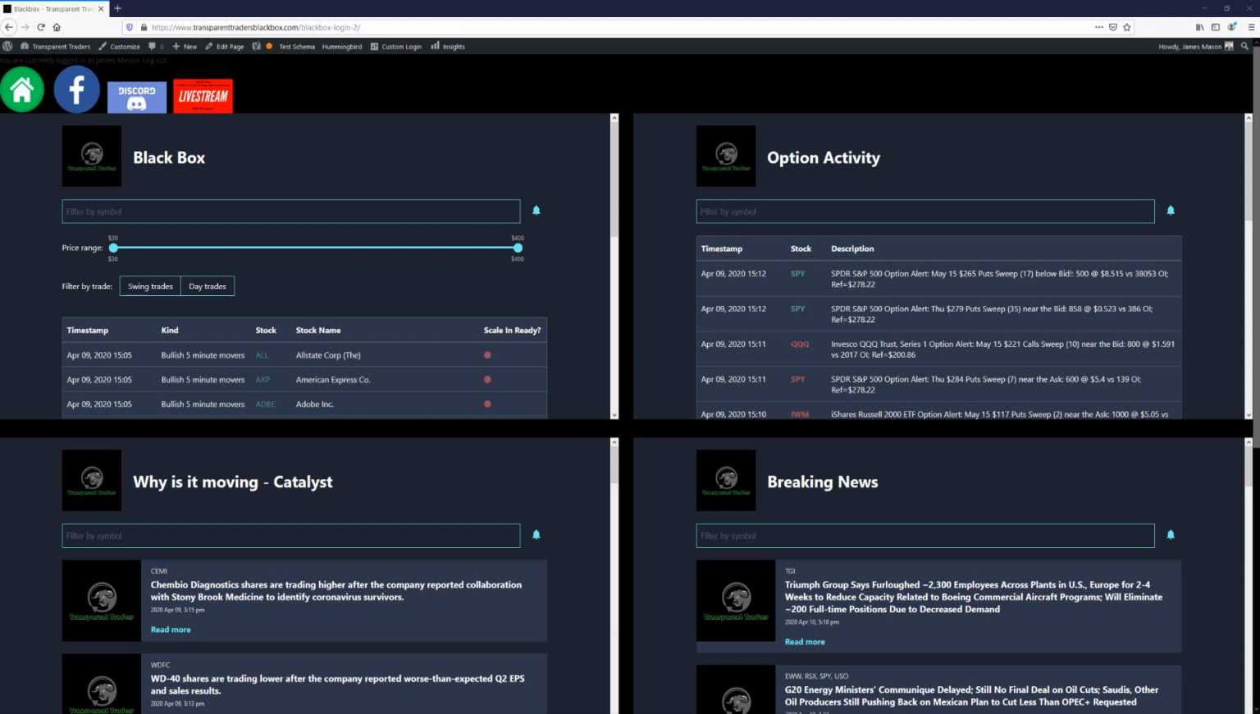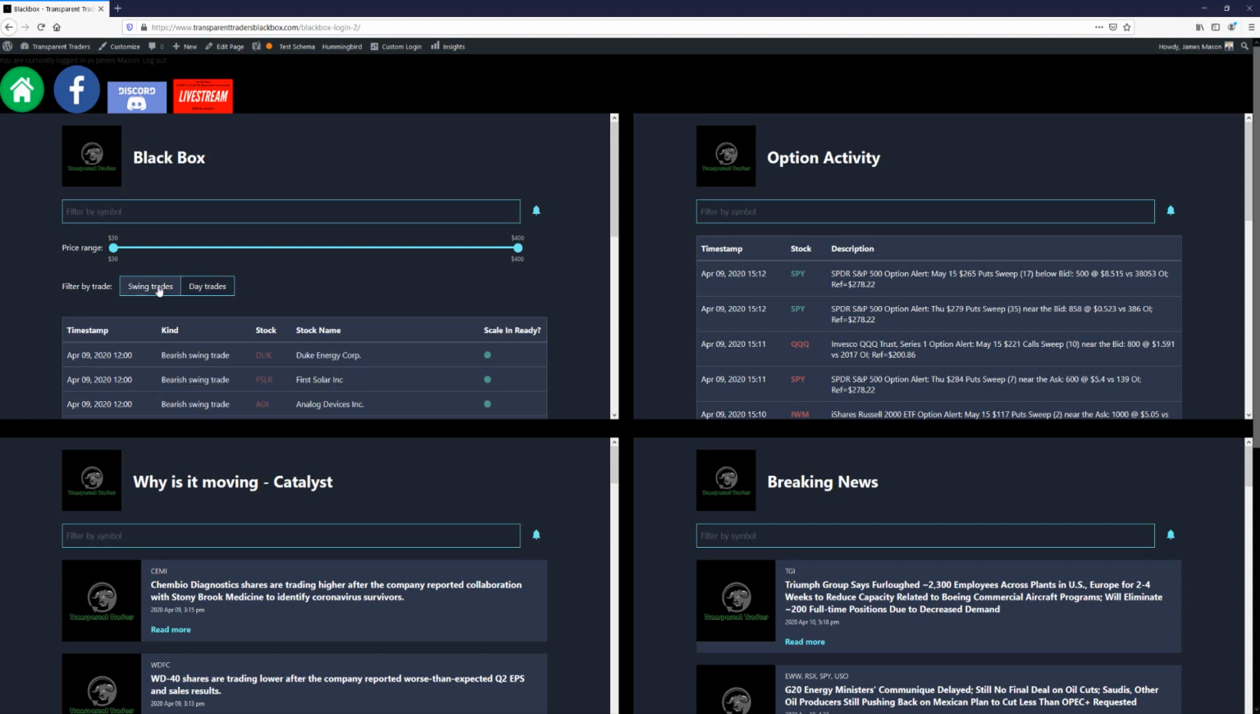In this video, I'm going to go over how to use the Scale In Ready feature. So this is the Scale In Ready feature on the TT Blackbox. Now, when you are using this feature or viewing it as these alerts are coming through, this feature is not intended for the day trades right here. This feature is actually intended for the swing trades, and it is to help you scale into the swing trades as they take place.